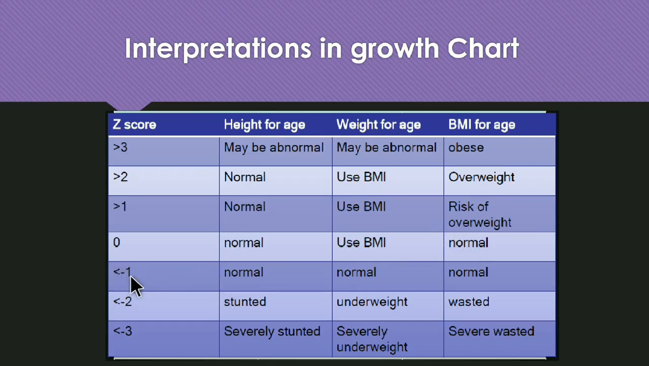When it is negative, still minus 1, if it is there, it is again normal, because in India in most of the cases the children are a little bit malnourished. So here minus 1 is even taken as normal. But if it is minus 2, that means the height is less, the weight of the child is underweight, and the BMI is wasted. If it is minus 3, the height is severely stunted, the weight is severely underweight, and the child is severely malnourished. So a severe wasting is there. So this table helps in understanding what the condition of the child is.